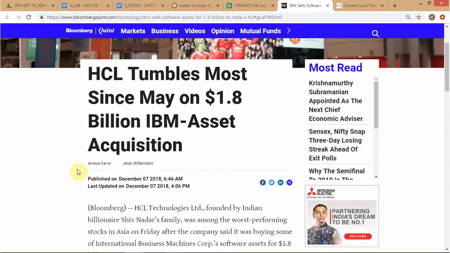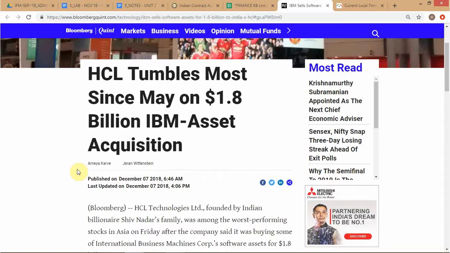One sec. So, there is a news item today on HCL. Have you followed that? HCL and IBM? You guys are supposed to be reading all the stuff. This is there on Bloomberg Quint. So there is a discussion. HCL has bought a bunch of software assets from IBM for $1.8 billion. Just think of somebody buying Word, PowerPoint, and Excel from Microsoft.